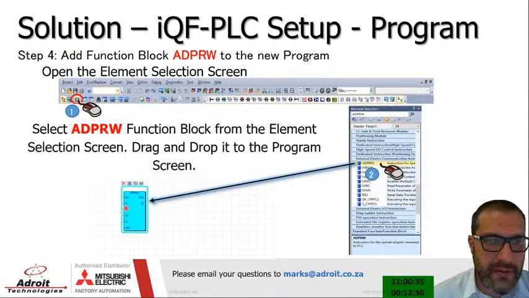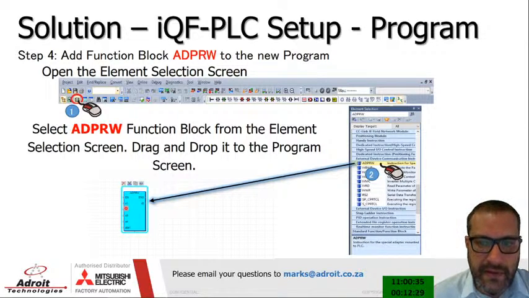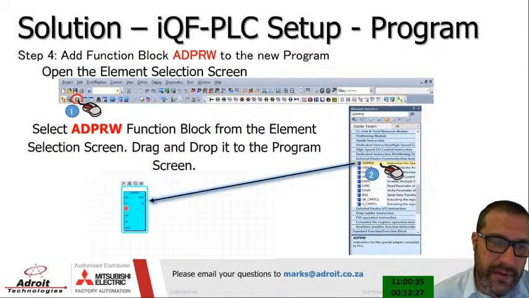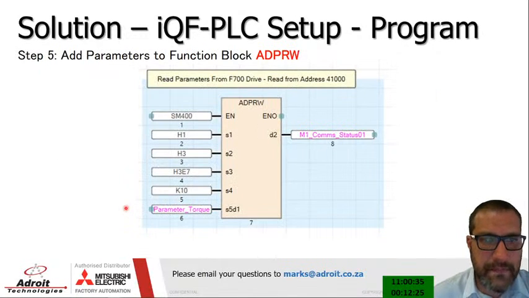But first you need to click on where I've put number 1. You're going to click on the element selection screen, and then it's going to open up your element selection. Normally it's on the right, and you're going to drag and drop the box into there. Okay. So the next thing you're going to do is add the parameters.